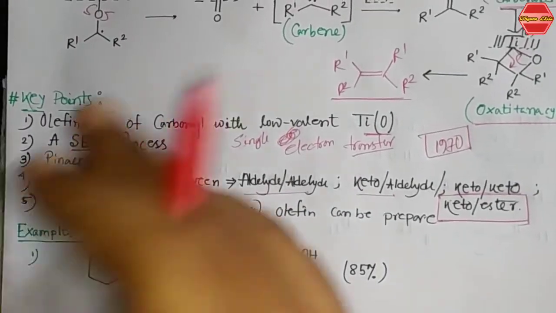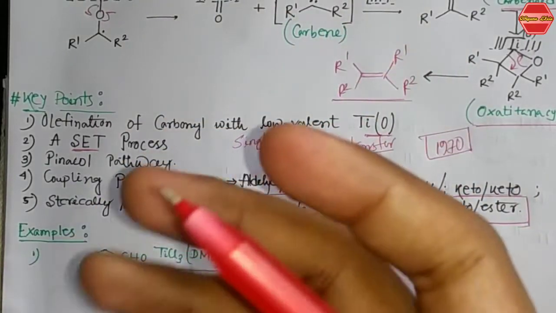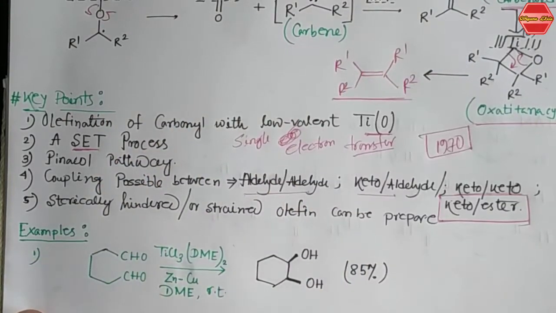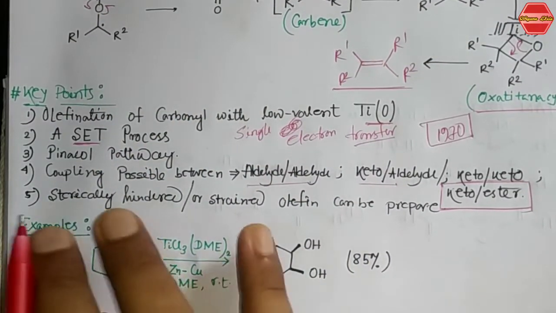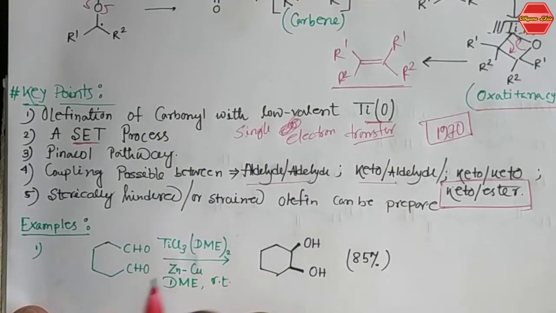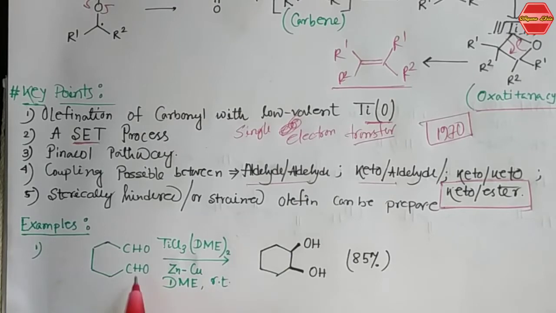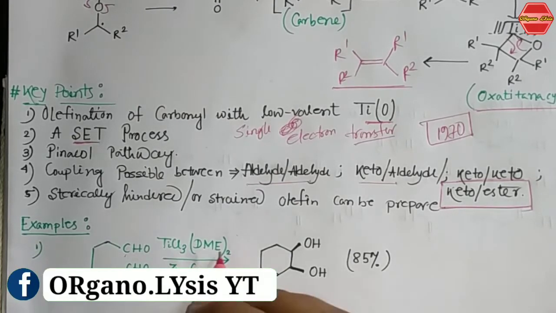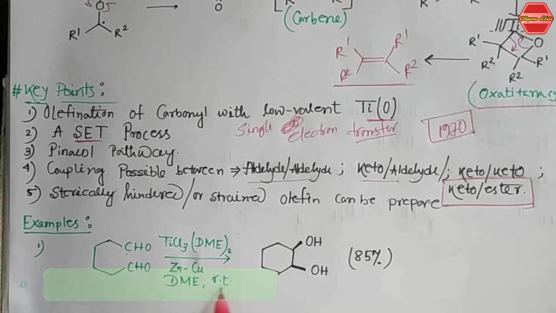We will also show you how previous year questions come from different types of McMurry coupling reactions, right? So first of all, you have to know some examples, and they are important. Now if we are using this kind of substrate, you can see here a dialdehyde is given, and you have TiCl3, and the reducing agent is the zinc copper couple, at room temperature.